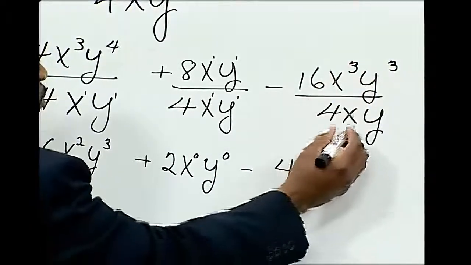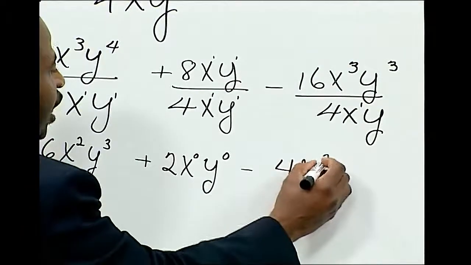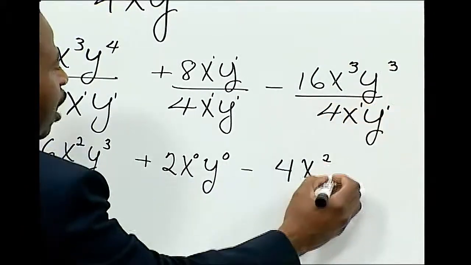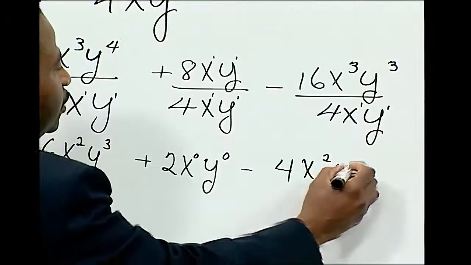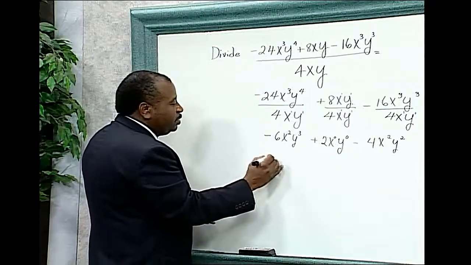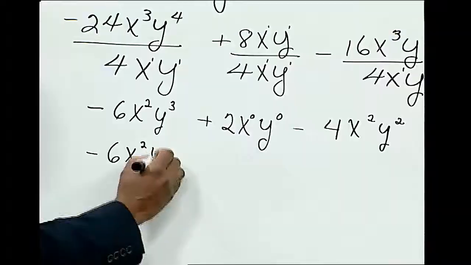X to the third power divided by x to the first power is equal to x to the second power. And y to the third power divided by y to the first power is equal to y to the second power. To simplify the next step, negative 6x to the second power, y to the third power.